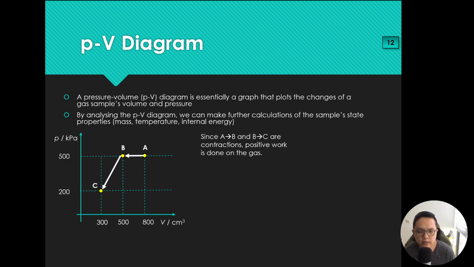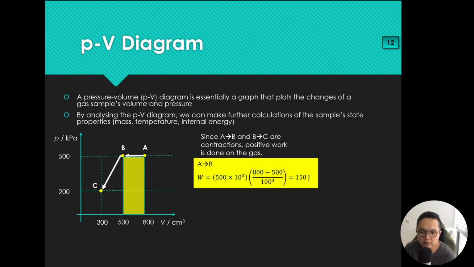Now let's start to look at work done. Just now when I said area on the graph, this is what I was referring to. Since A to B and B to C are contractions, it's positive work being done on the gas. If I want to find the work done on the gas from A to B, this is basically the area I'm after. A to B, I find the area on the graph: 500 times 10 to the power of negative 3 over 800 minus 500 times 100 divided by 100 to the power of 3. That gives 150 joules. So positive work is done on the gas. That means negative work is done by the gas.